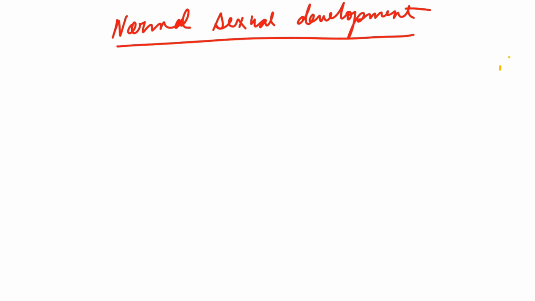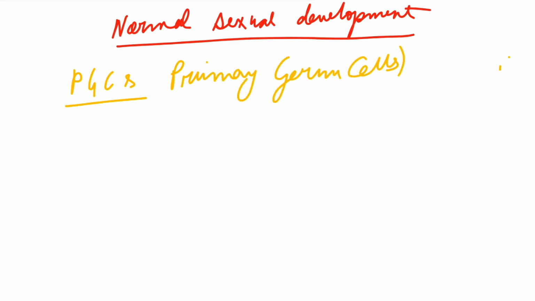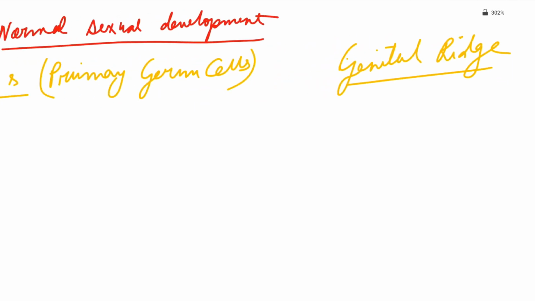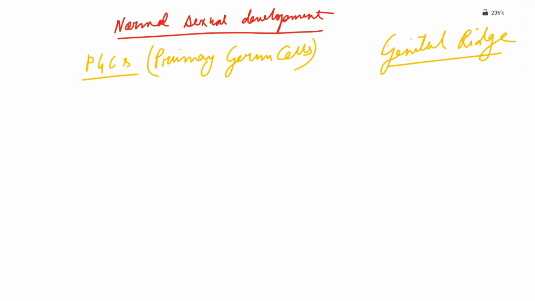Hello everyone, let's learn about normal sexual development. To learn about normal sexual development, we need to learn two important things first. First of all, we will be talking about the PGCs, or the primordial germ cells, and then we will be talking about the genital ridge. These are the two important structures from which the gonads are going to develop.